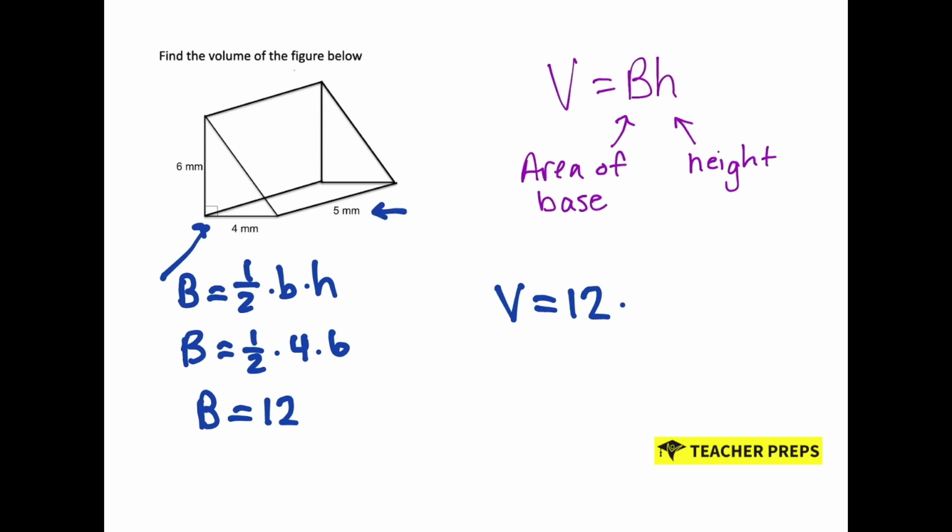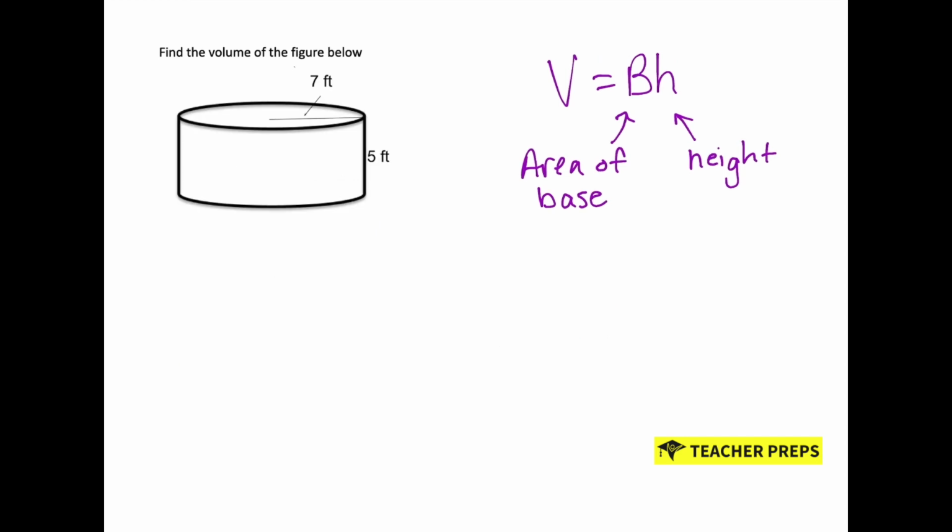We can also see that the height is 5. So we can plug 5 in for the height. So to find the volume of this triangular prism, we can take 12 times 5, which is 60. So the volume of this triangular prism is 60 cubic millimeters. We can use the same equation to find the volume of the cylinder. We need to find the area of the base and times it by the height.